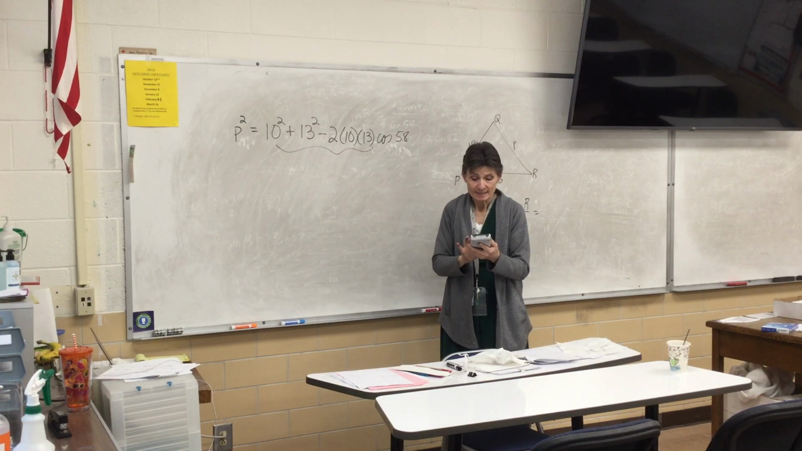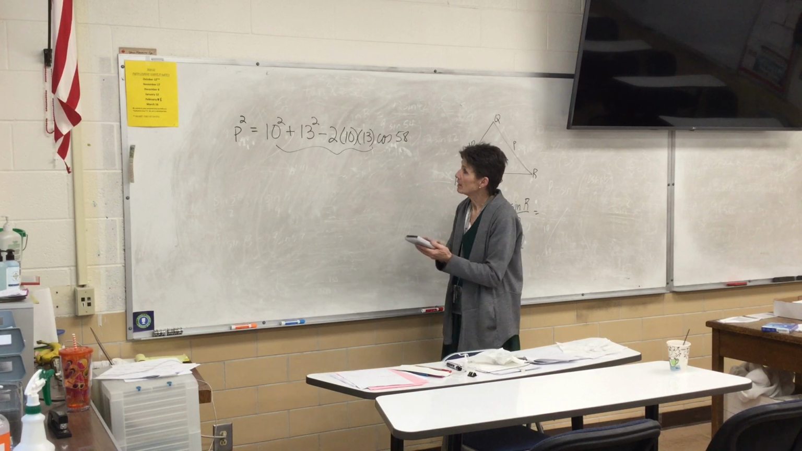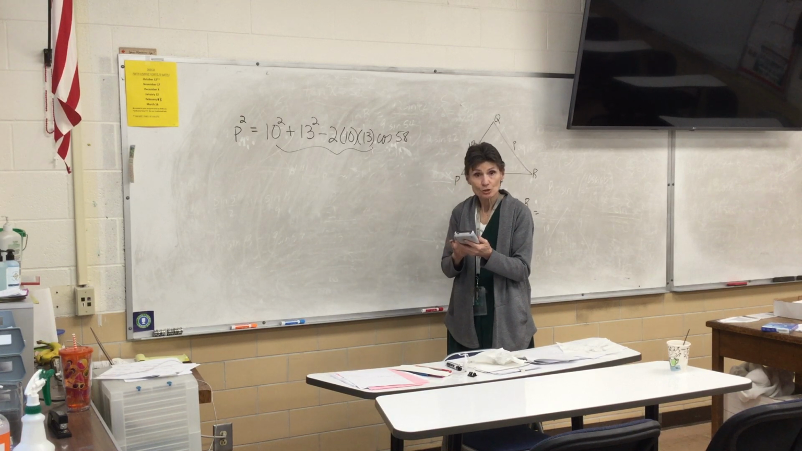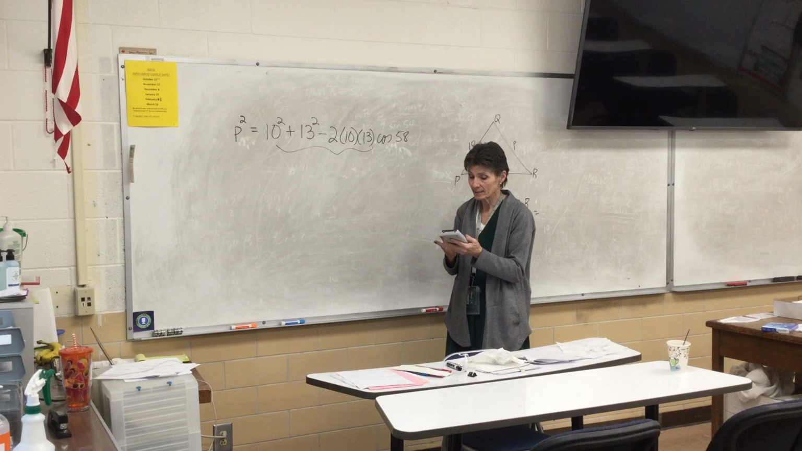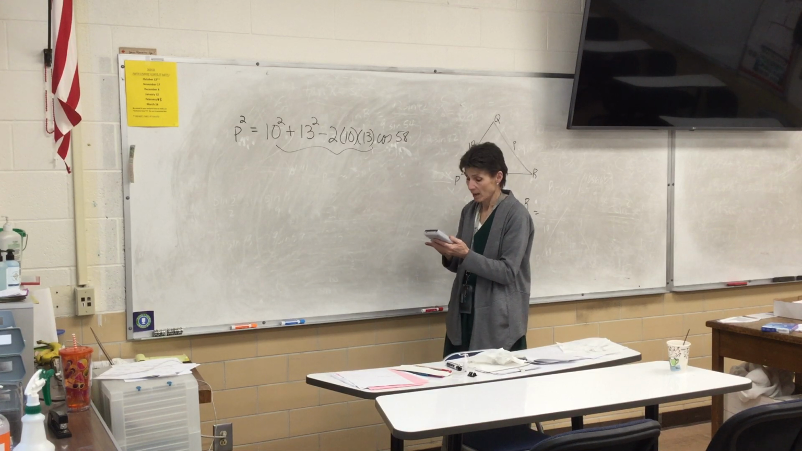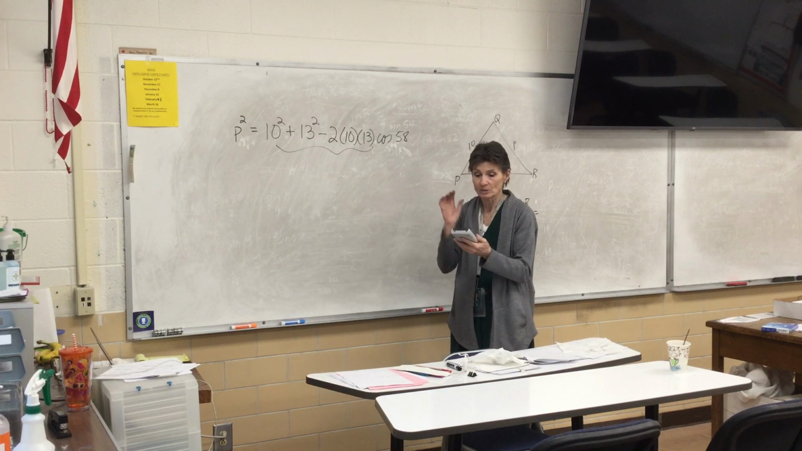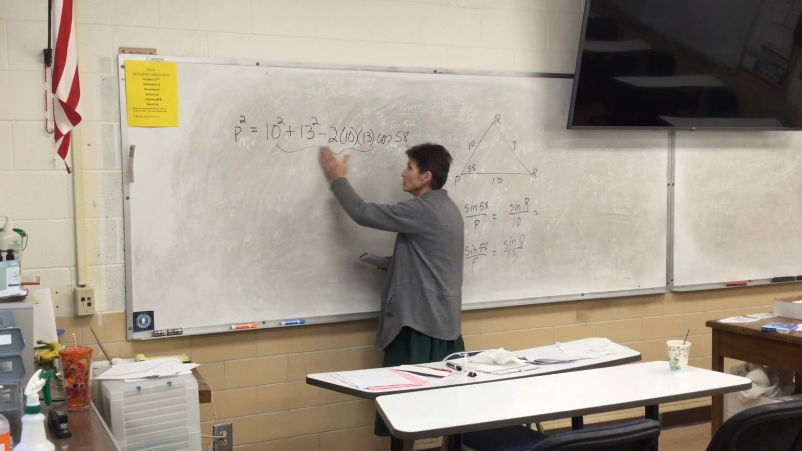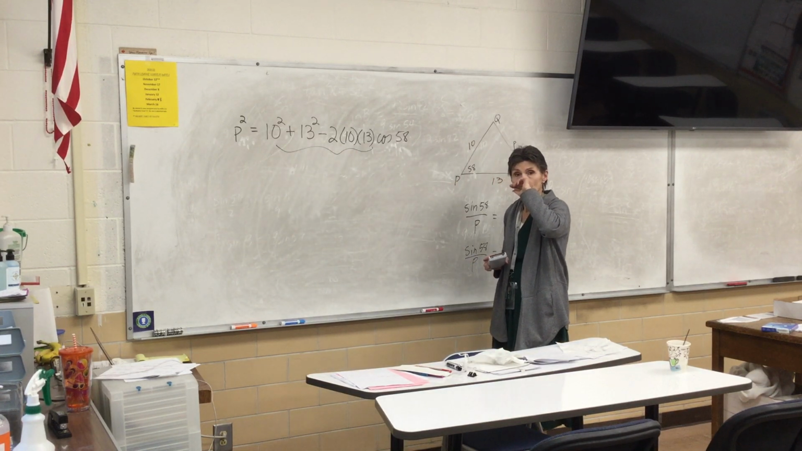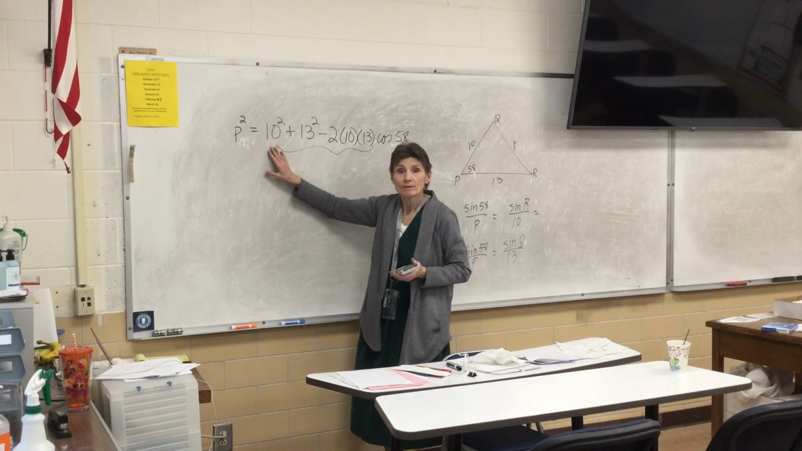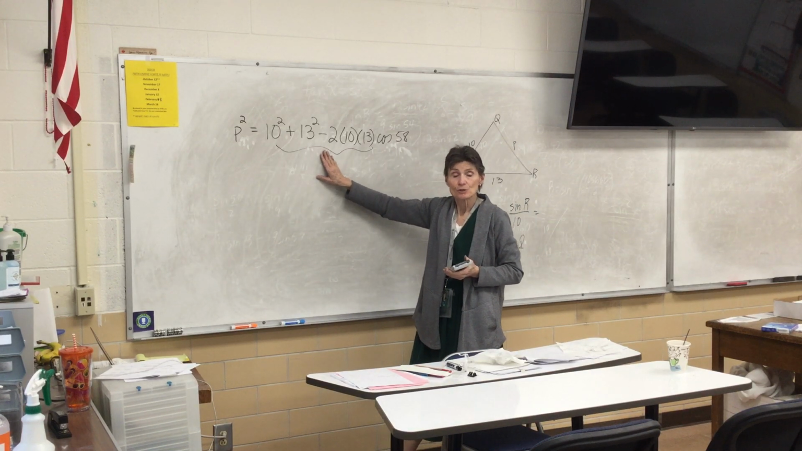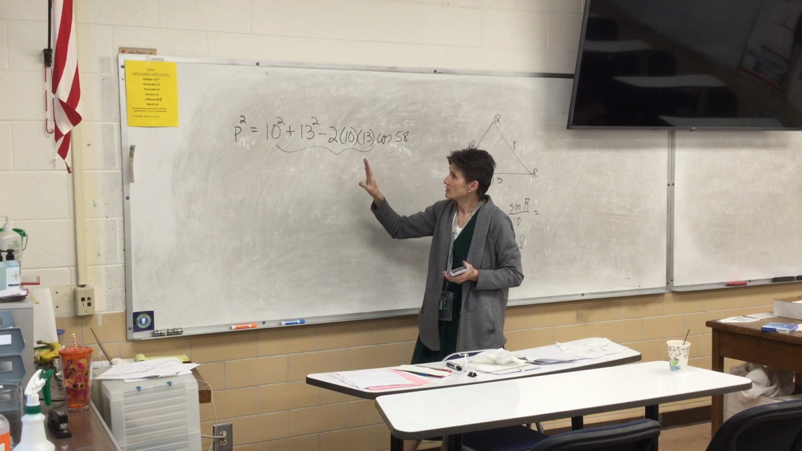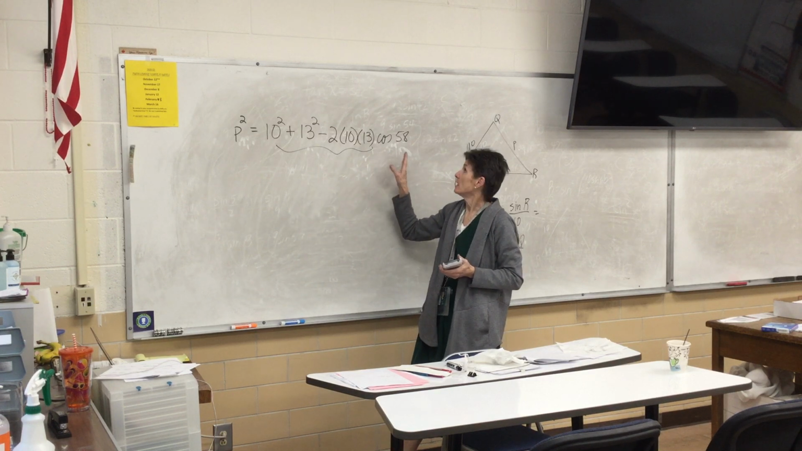So, type with me, 10 squared plus 13 squared minus 2 times 10 times 13 times cosine 58 equals. So nothing complicated or tricky, you just type in everything you wrote. And it's side squared plus side squared minus 2 side cosine. And that's what you type in. So 10 squared plus 13 squared minus 2, 10, 13 cosine 58.